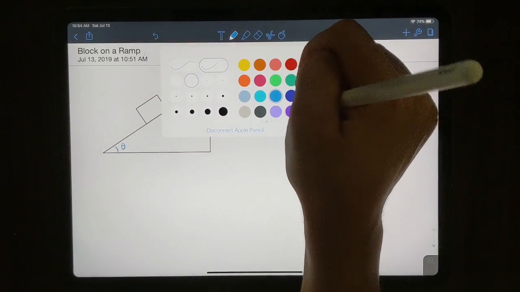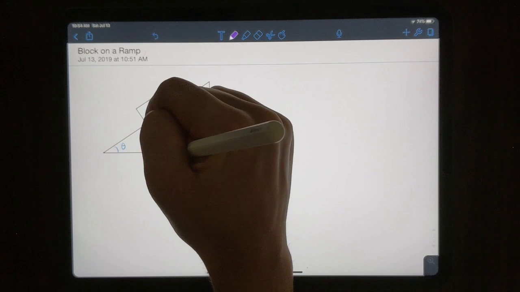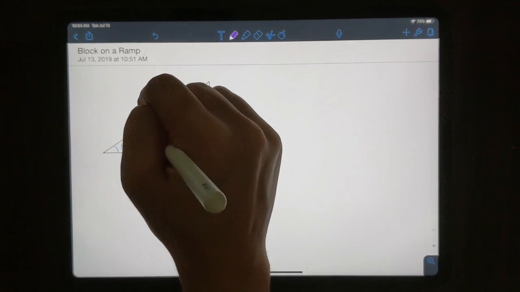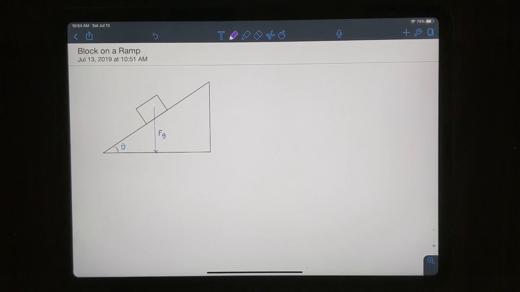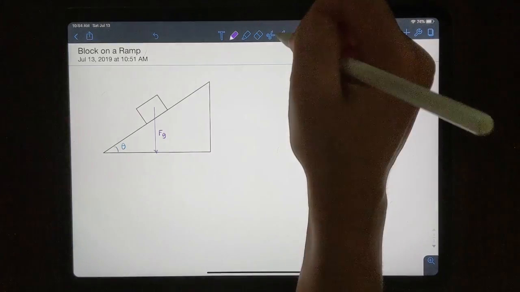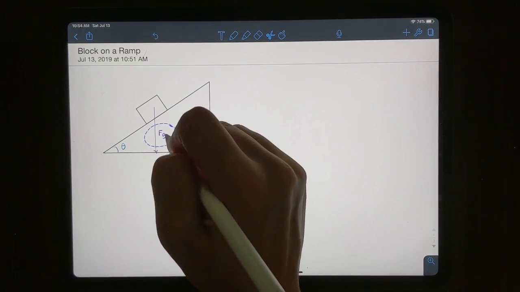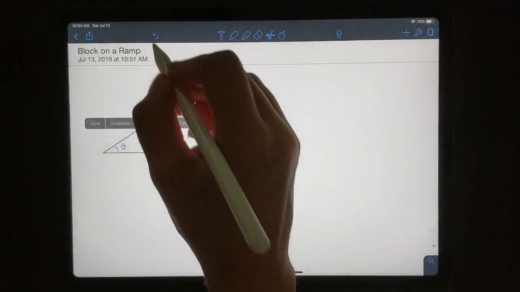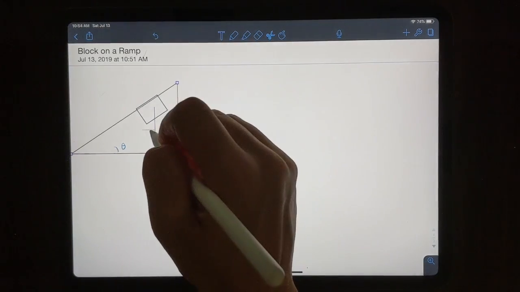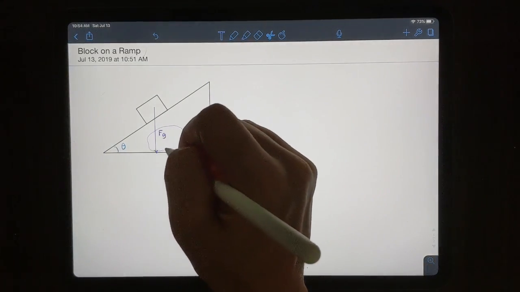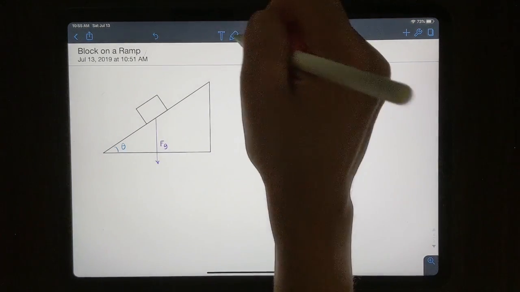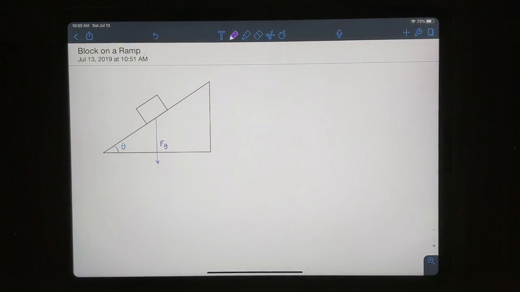Well, the safest one is always going to be the force of gravity. Force of gravity is always pulling vertically downward, and it's the reason that we're not all floating out into space. So, force of gravity, vertically downward. It does act from the center of our block, but I can pretend that the block is just a point mass, and for geometrical purposes, I'm going to slide this guy down just a little bit. There we go. Okay, so we have our force due to gravity pointing vertically downward.